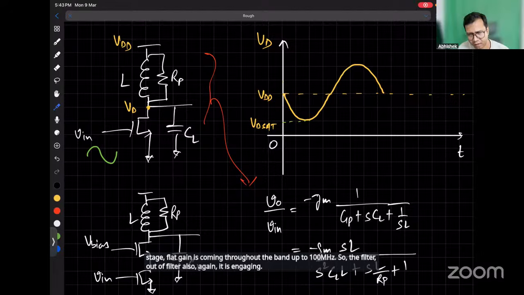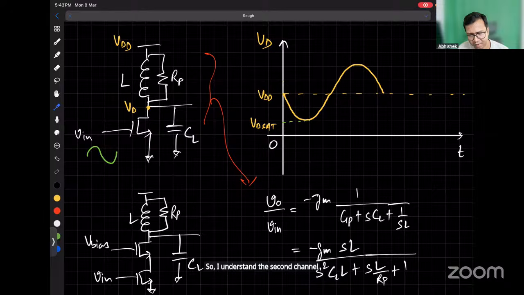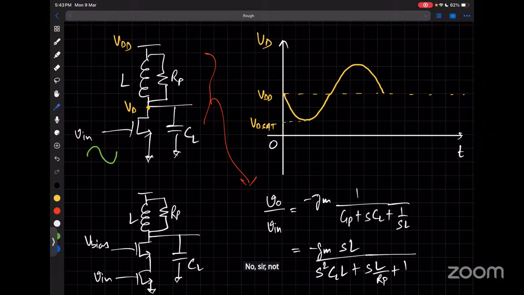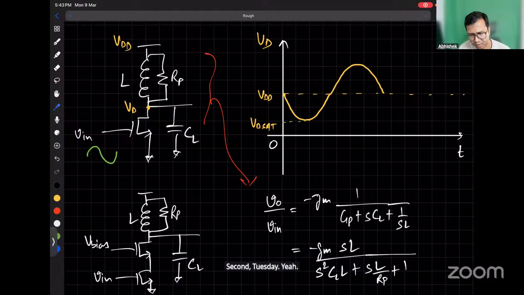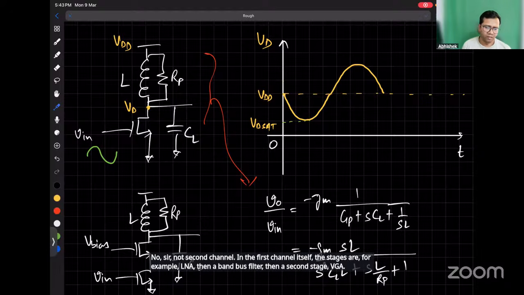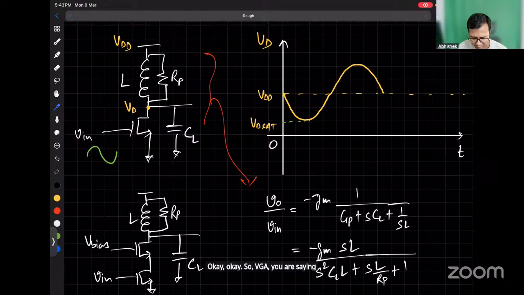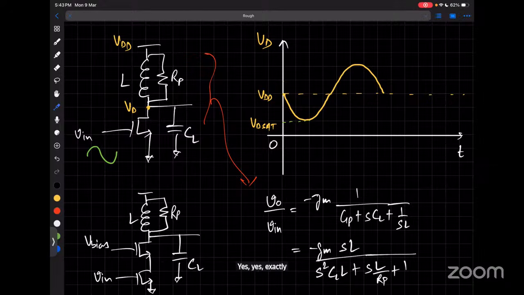So I understand this second channel. So you have a second channel which has... No, sir, not a second channel. In the first channel itself, there are two stages. For example, an LNA, then a bandpass filter, then a second-stage VGA. Okay, so the VGA you are saying is not doing the filtering. Yes, exactly, sir. So again, it is increasing.